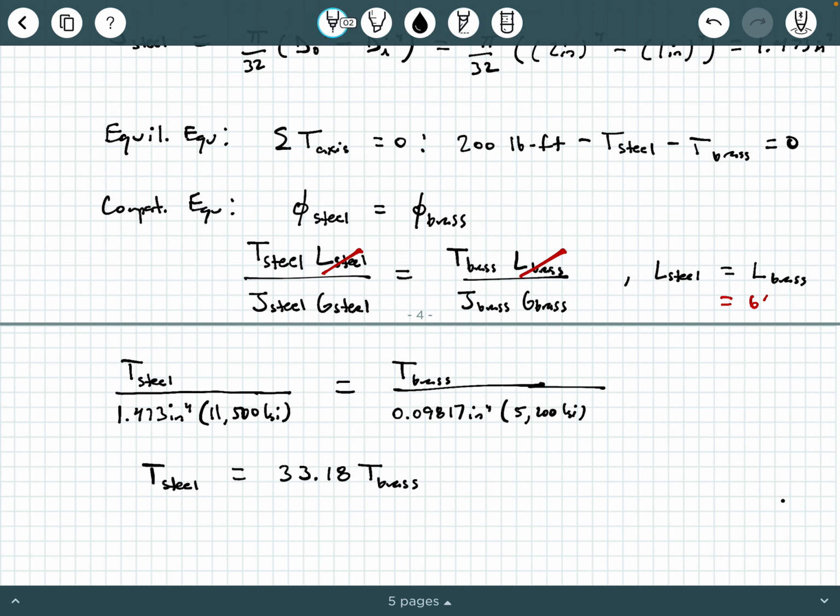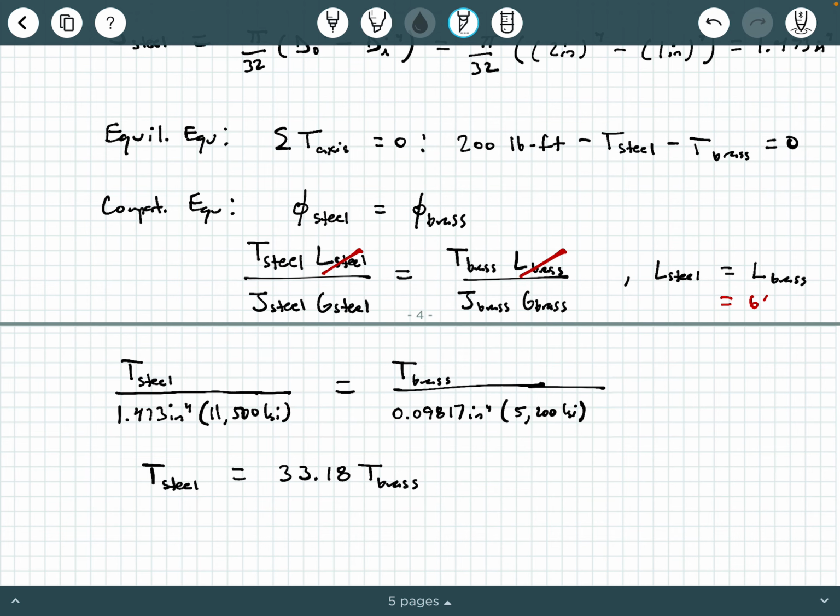Now here's where you got to be really careful, okay? Don't get too excited yet. What you have to be very careful with is your units. So if you notice, J has units of inches to the fourth, and G has units of kips per square inch. Looking back at our equilibrium equation, that 200, that was the applied torque moment, what are the units of that 200? Well, that's 200 pound-feet, okay? So we got to be really careful here and be cognizant of what our units are going to come out to be.